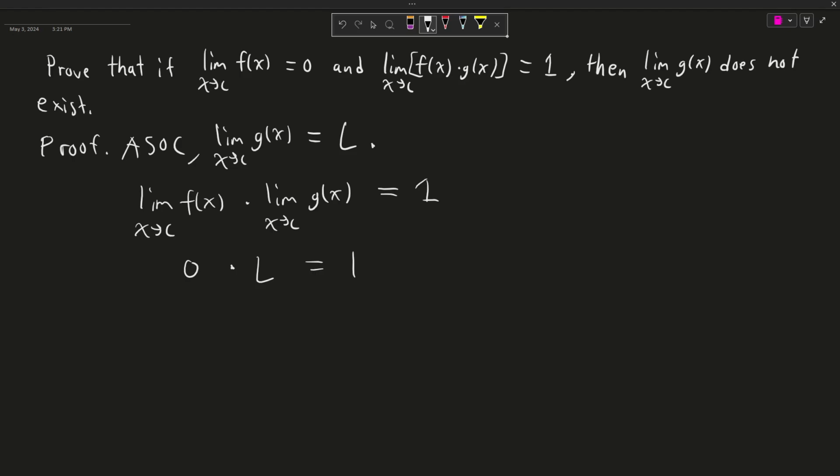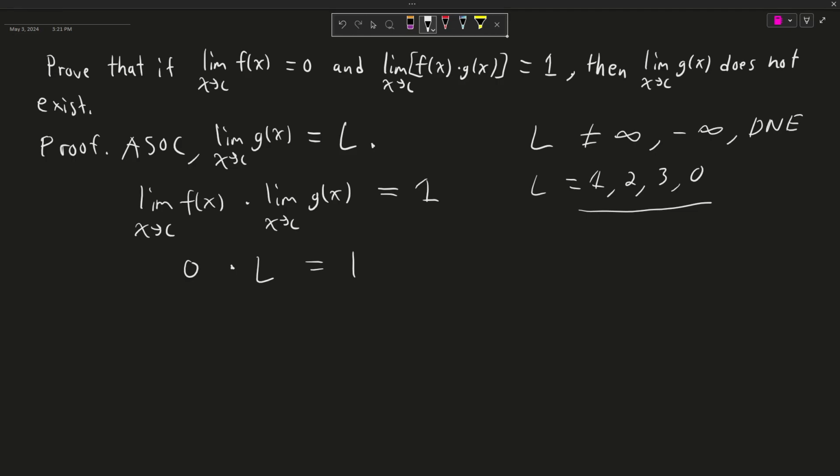Remember, L is a finite number. L does not equal infinity or negative infinity or a does not exist situation. It has to equal something finite like 1, 2, 3, 0, whatever the case is. So 0 times any of these numbers can't possibly give you 1.